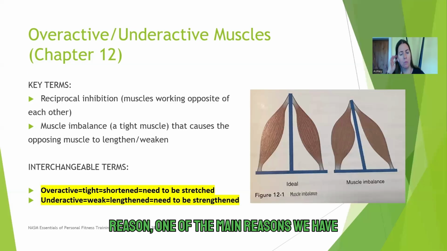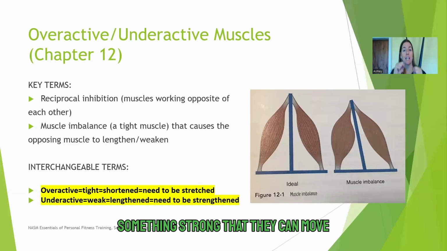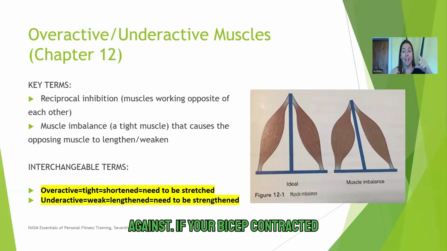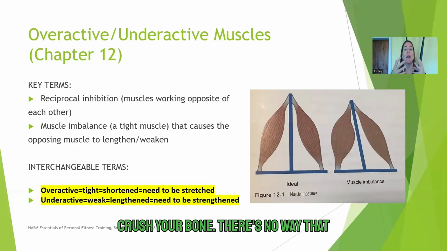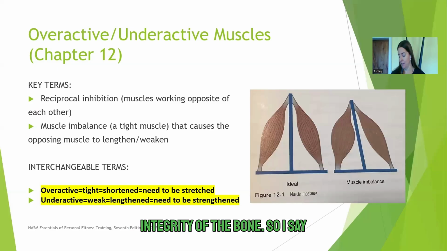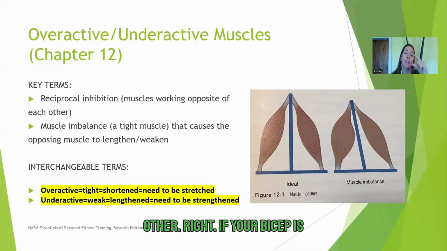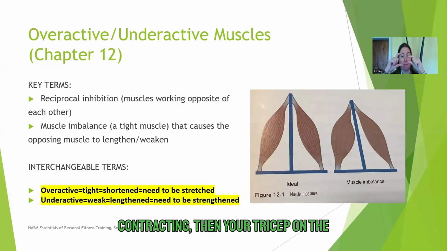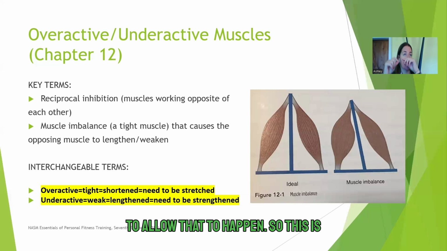So think about this. One of the main reasons we have bones is so that the muscles have something strong that they can move against. If your bicep contracted and your tricep contracted, that would crush your bone. There's no way that the bone could allow both sides to get short without it somehow being impacted, like the structure and integrity of the bone. So I say this because they work opposite of each other, right? If your bicep is contracting, then your tricep on the backside is stretching out. It lengthens to allow that to happen. So this is like a pulley system. The opposite is also true.